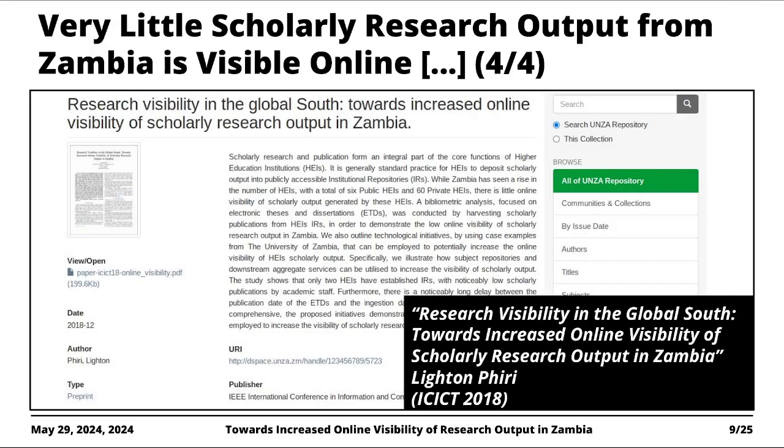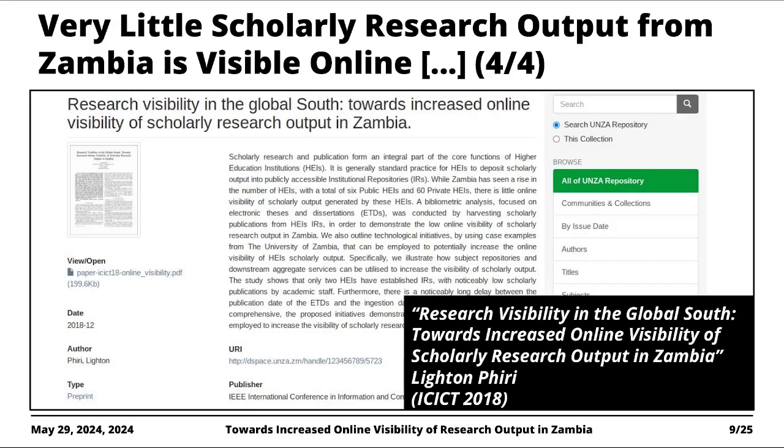So it turns out that over the last couple of years, together with a number of students I've been working with, we've looked at this problem from so many different angles. We actually started doing this back in 2018, which I think was a year into my stay at UNZA. And we did a study centered around trying to understand the online visibility of scholarly research output. The picture is really, really gloomy.